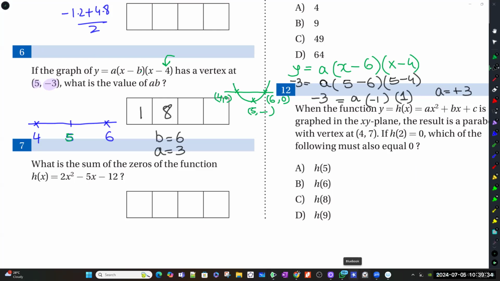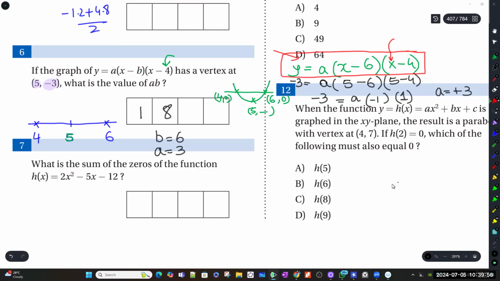Sir, you put the vertex values in place of x. Yes, because the vertex is a point on the curve. When you have an equation with a variable x, a variable y, and an unknown constant a, then you need to plug in a point through which the curve passes so that you can replace x and y and get a. You get that, Mustafa? Yes sir, thank you. Good job.